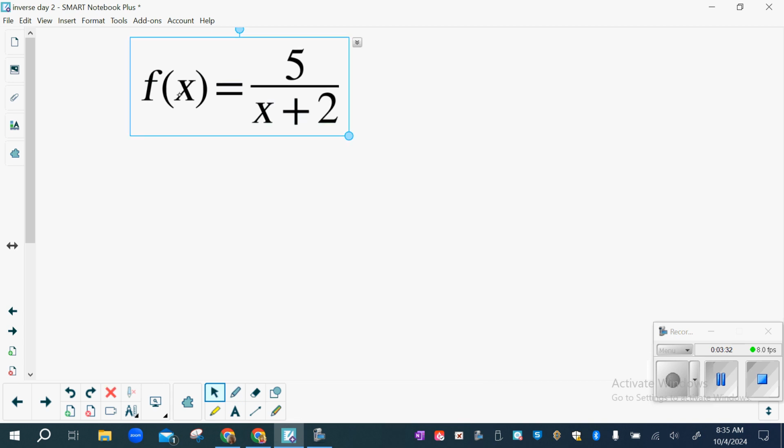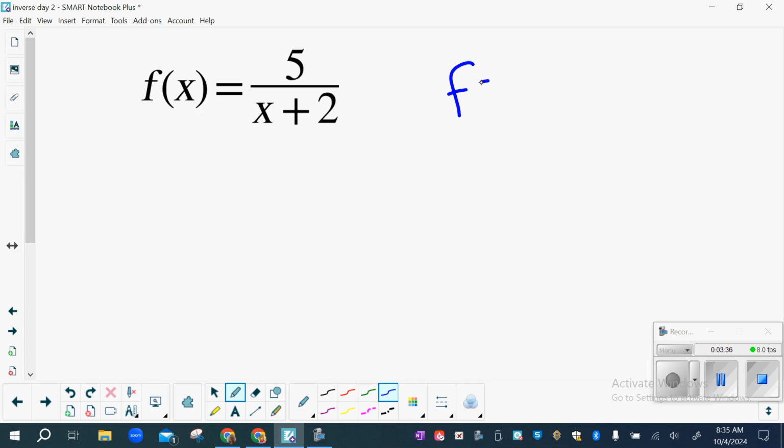Here's where I'm starting. Here's what I want to finish at. I want to find the inverse. Chances are, if I give you a fraction, it's going to end as a fraction. Chances are good. Everyone, step 1, write it with a y, and then flip your x and y's. Do that, and then I'm going to come back to you.